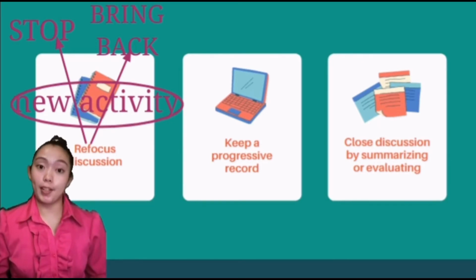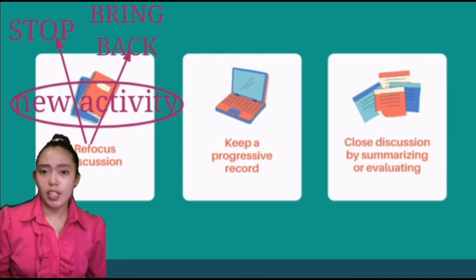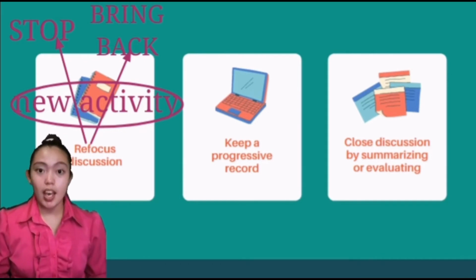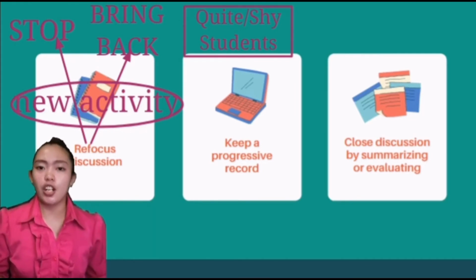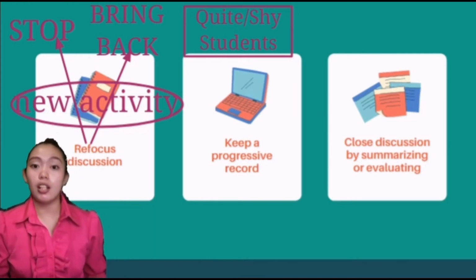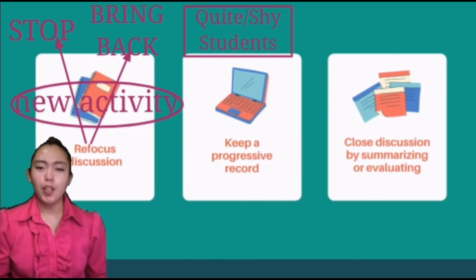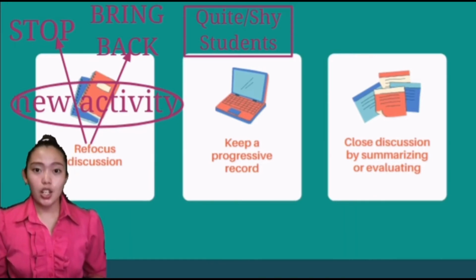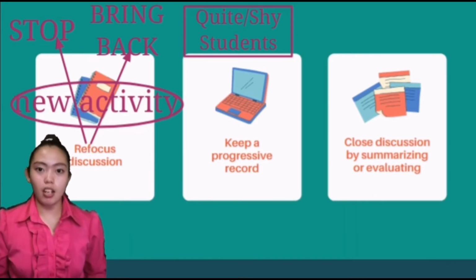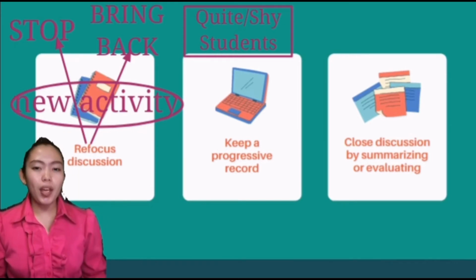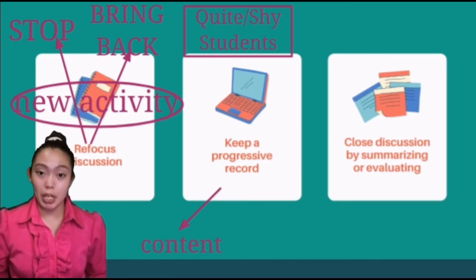Keep a progressive record. It's necessary to keep track of students' progress, especially those quiet or shy students. They need encouragement and spotlight to let them out from their comfort zone. This progressive record can also be incorporated in the discussion itself. Knowing the content to be covered should be included, and most importantly, the lesson's objectives should be attained.